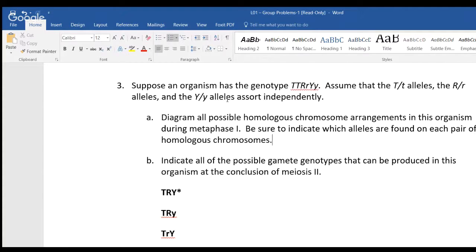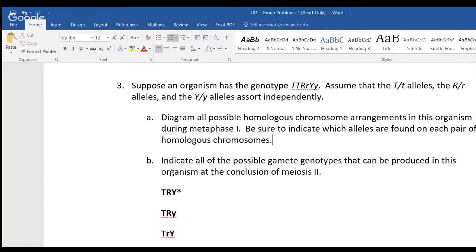So if you think about it, a homologous chromosome pair, one is from your mom and one is from your dad. And they're going to be lined up on the metaphase plate like this. And because we have 3 different traits, there's going to be 3 different chromosomes. We're assuming they're on a different chromosome for each one. So we'll have a total of 3 above the metaphase plate and 3 below.